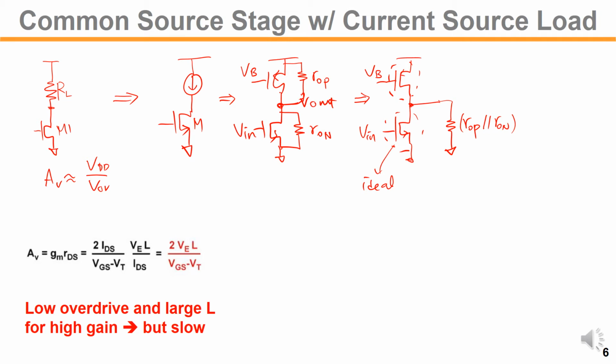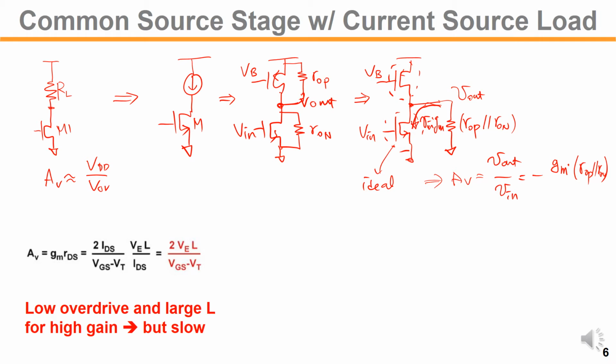So what does the AV equal? V in, so the current through the input device is V in times GM, right? So AV is V out over V in. In small signal analysis, the output will be minus the GM times ROP and RON, right? The current times the resistor will give us the output voltage V out.